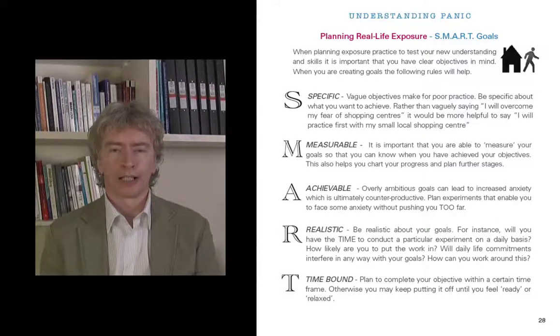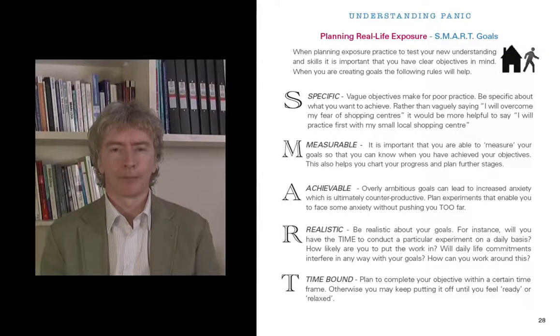So how likely are you to put the work in? And will your daily life commitments interfere with the goals? If you've got children, a job, various commitments, how can you work around this? You've got to take this very seriously and fit it in. It's a priority if you think about it. Some people say, no, I had other things to do, and they were the priority, but surely this is the priority, because panic attacks, panic disorder and agoraphobia take up a lot of your life. So this is very important.